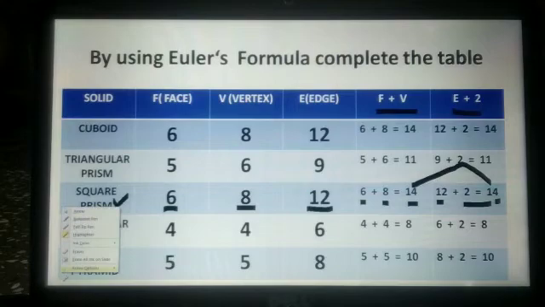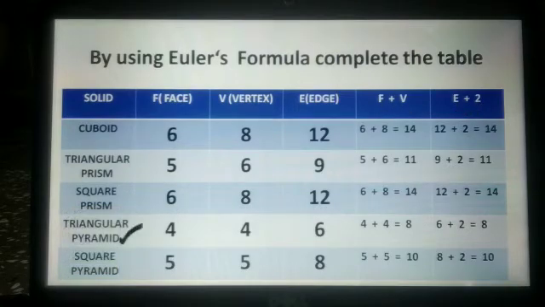And now triangular pyramid. Here number of faces 4, number of vertex 4, number of edges 6. So F plus V, that is 4 plus 4 is equal to 8, and E plus 2, that is 6 plus 2 is equal to 8. So this formula is verified for triangular pyramid.